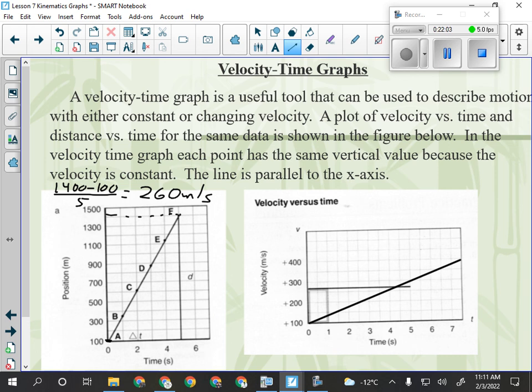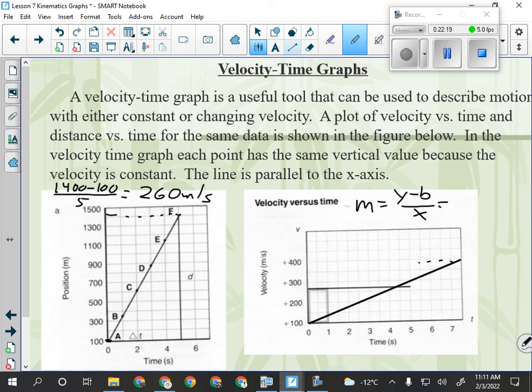Would that object be accelerated? If I calculate the slope of that line, that'll be the acceleration of that object. And here's why. M equals y minus b over x.